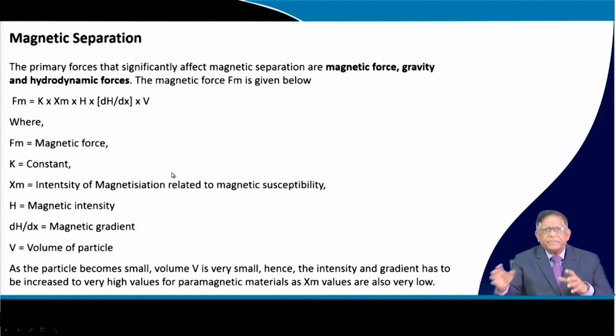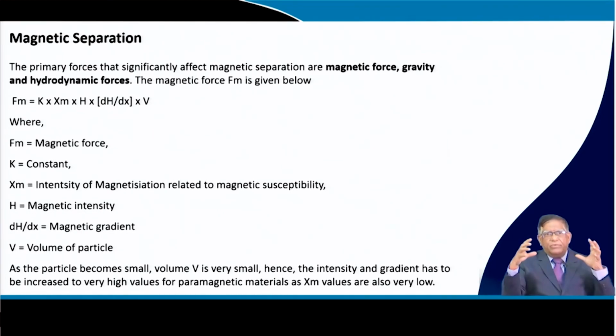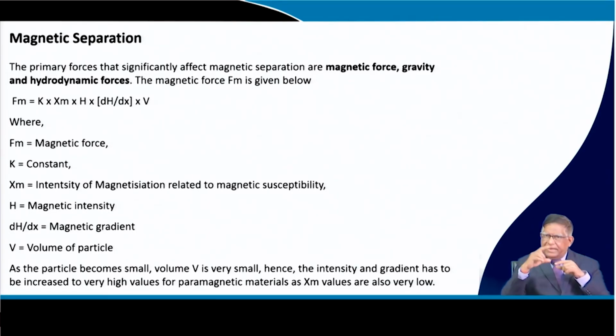Now if we are very finely dividing the particles, then what will happen? The volume will increase, and at that time we will require more magnetic force. That magnetic force will have to come from the creation of magnetic flux. So this is very important.